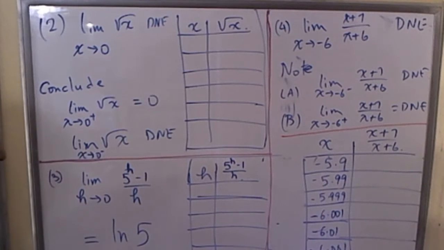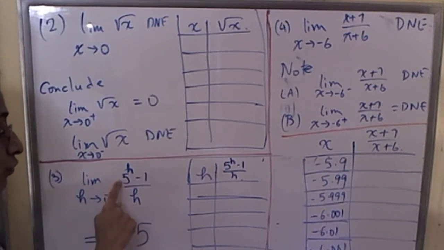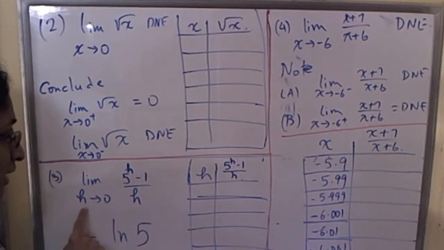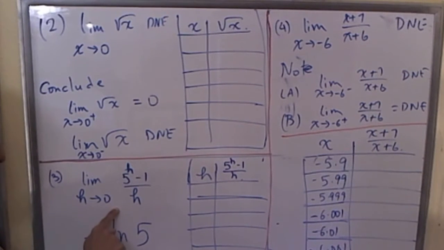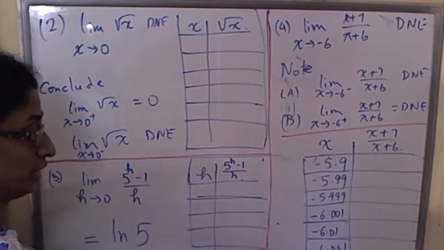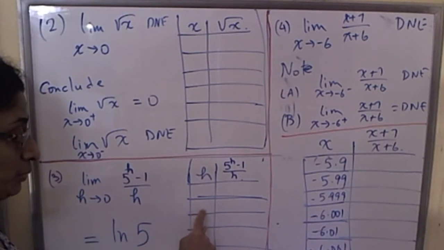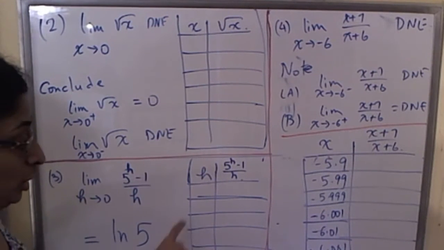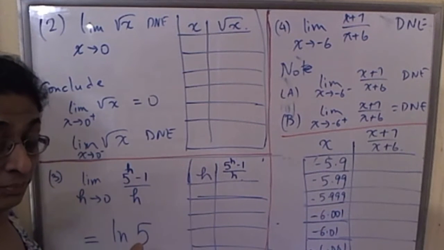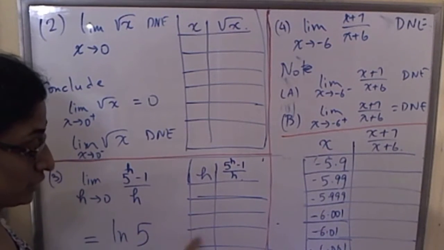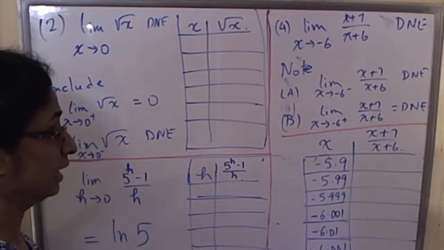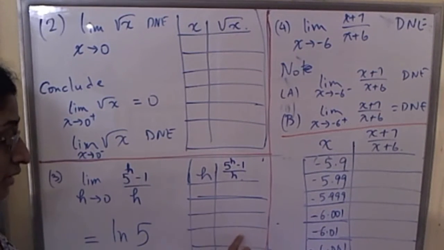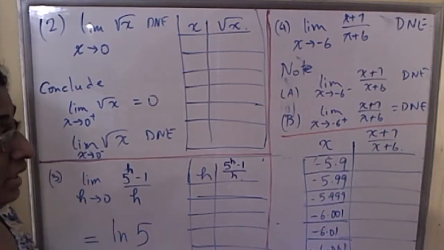Now let's look at this example. Limit of 5 to the h minus 1 over h as h approaches 0. Convince yourself that this limit is in fact ln 5. As before, complete your table of values. Here you would put in values so that it's clear that h approaches 0 from the right hand side and left hand side. So pick your values. Some of them negative numbers very close to 0, some of them positive numbers very close to 0, and convince yourself from this table that this limit is in fact ln 5.